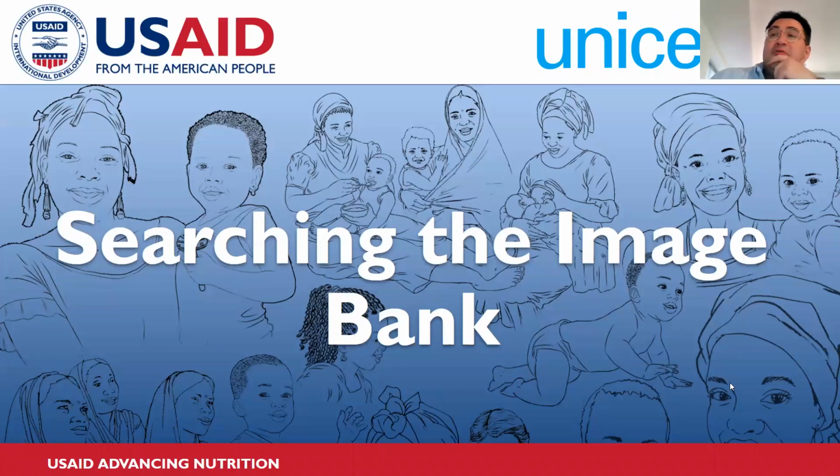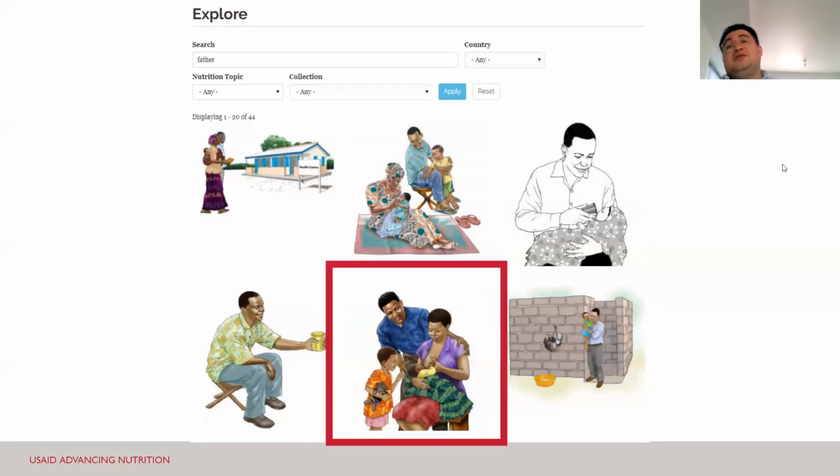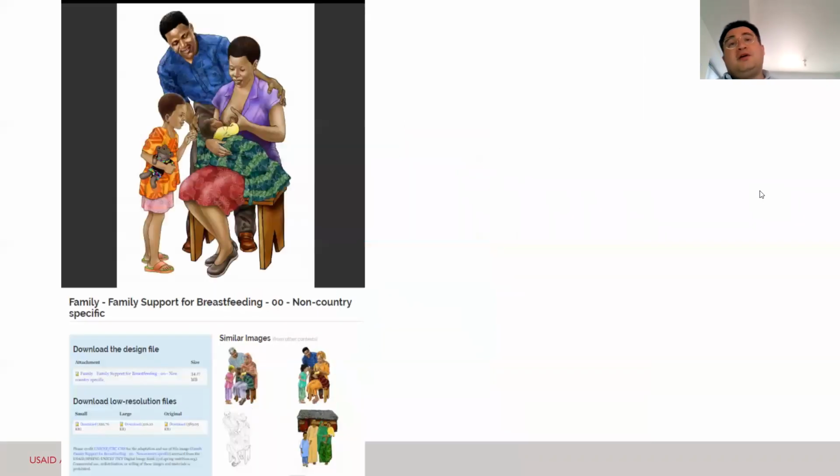I'm just going to go through a quick example of searching images on the image bank. Like I said, the coding is pretty rigorous, so even with simple keywords, you should be able to find what you want. In this example, I wanted to find that image I showed before about the different adaptations of family support for breastfeeding. I know there's a father featured very prevalently. So if I search father, I can see, at least on this first page, an image that I want. I can click through, and it looks like a Flickr or photo website where you can see the image in detail.